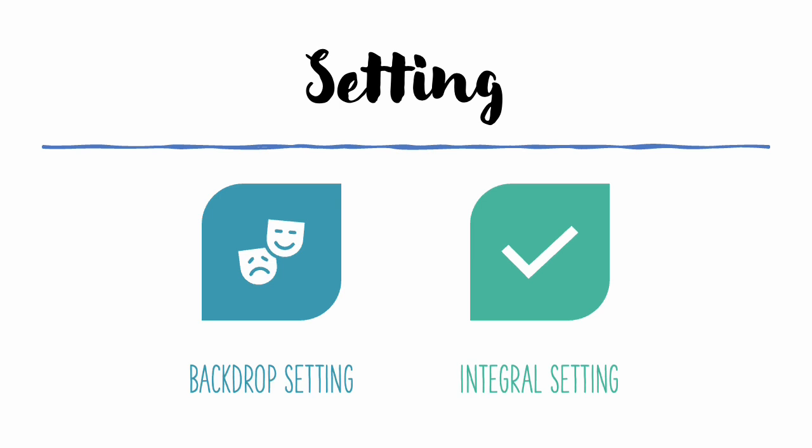The setting in your story is where and when the things are happening. A robust and well-established setting is essential to every story because it serves as a framework for the tone and atmosphere and provides the environment itself. There are mainly 2 types of setting: backdrop setting and integral setting.